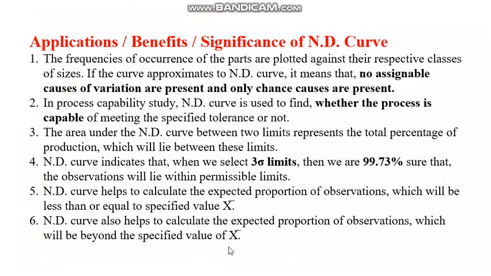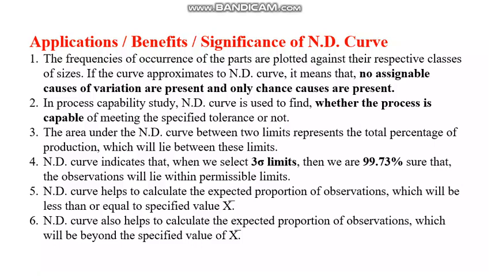Now the applications of the normal distribution curve, or the benefits or significance of the normal distribution curve. The frequencies of occurrence of the parts are plotted against their respective classes of sizes. If the curve approximates the normal distribution curve, that means no assignable causes of variation are present, only chance causes. Just by looking at the curve, if it is a bell-shaped curve, then you can safely say that there are no assignable causes, only chance causes are there. That way you are able to clearly say, it is a good thing.